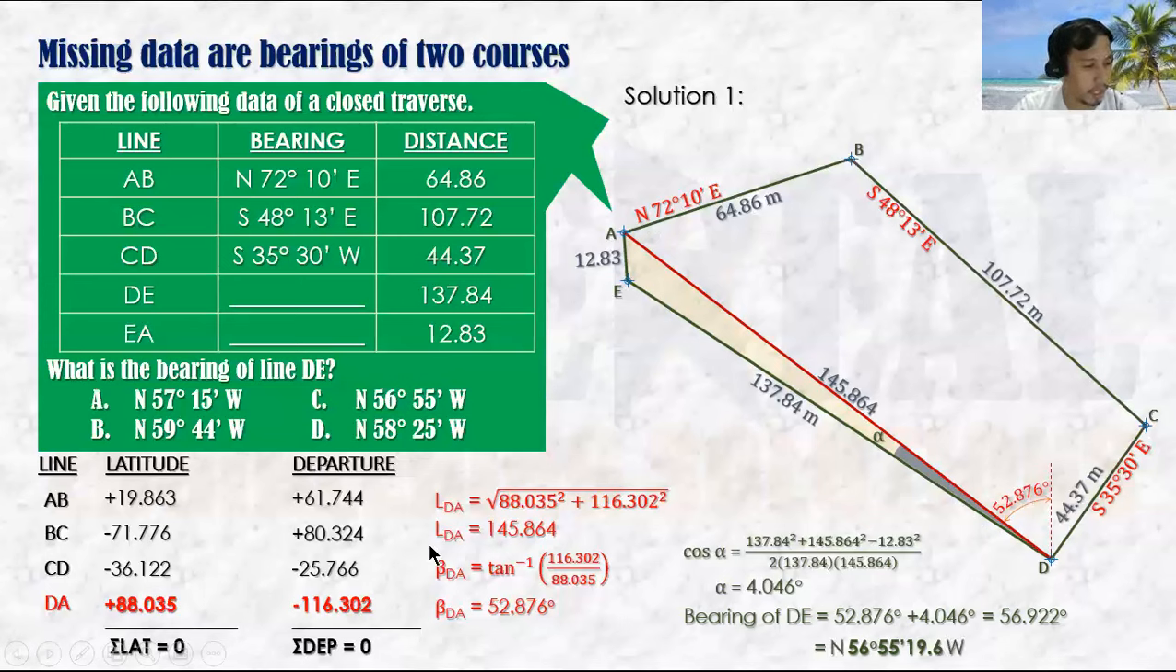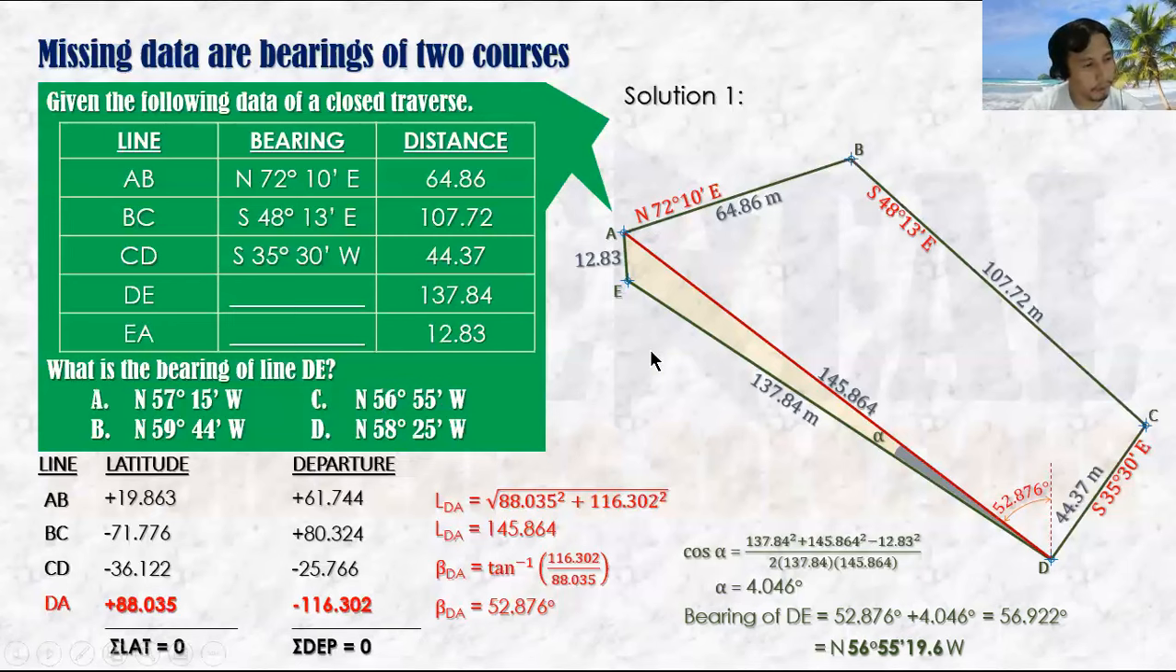North 56 degrees, 55 minutes. So among the choices, the answer is letter C. Okay, the 19.6 seconds is small, it doesn't matter anymore. So that's the answer. Now, what if the question is EA? What if that is what you are asked to find?